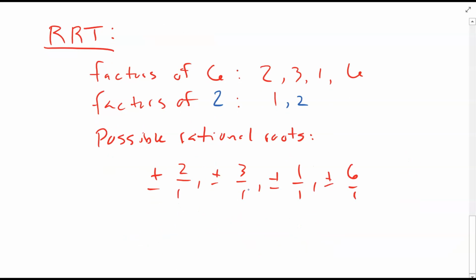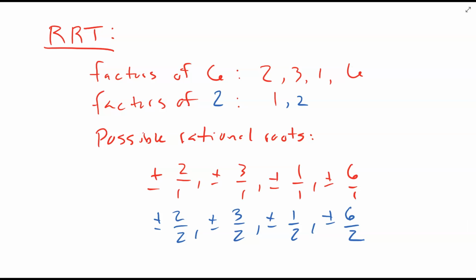How about that? Does that feel okay? Okay. So I'm also going to then have the list here. So I take each factor of the constant term and divide it by each factor of the leading coefficient.